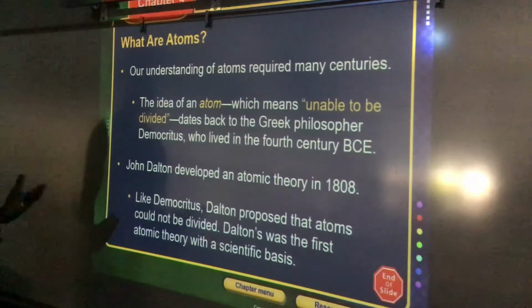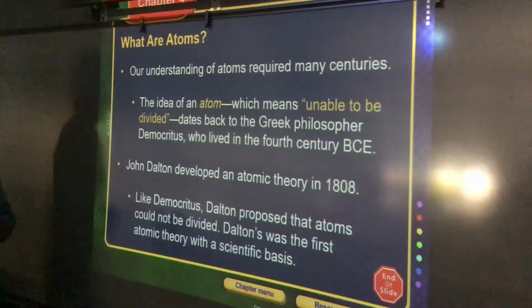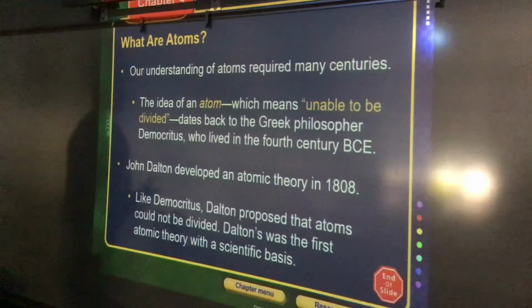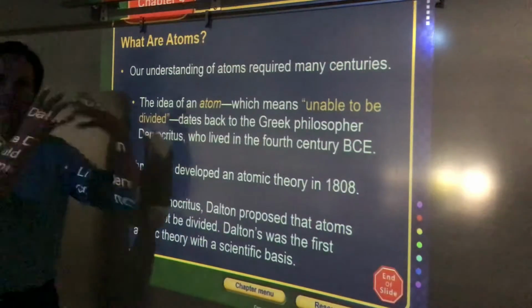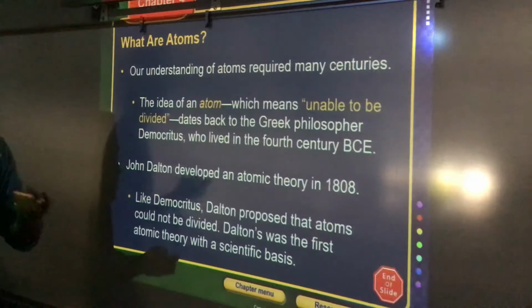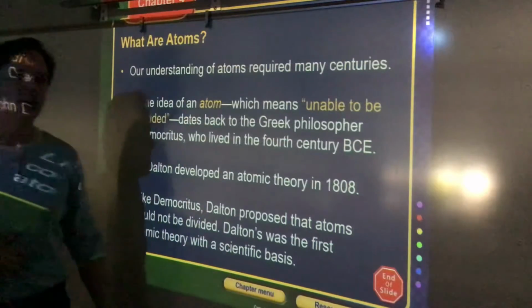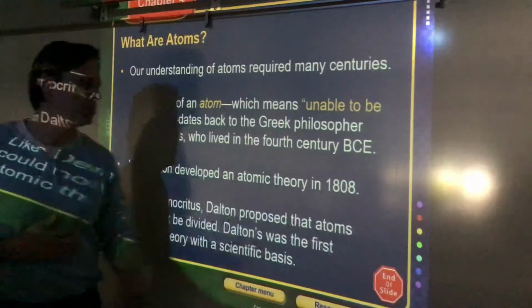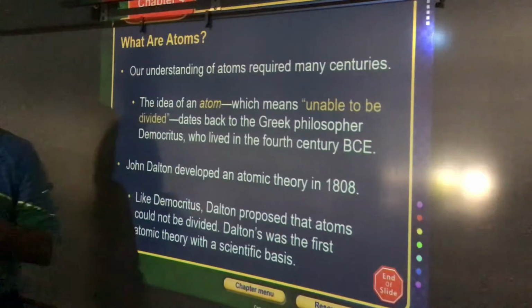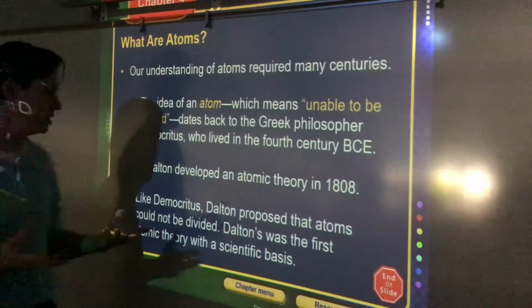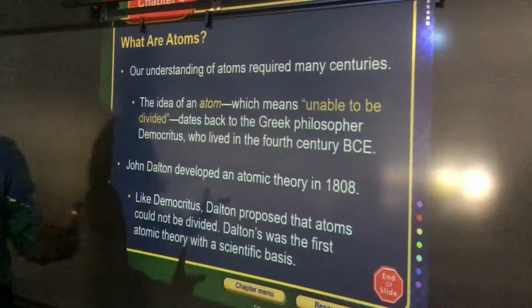took up the simple idea from Democritus. Dalton proposed that atoms could not be divided, but Dalton was the first atomic theory with a scientific basis. You have to think about it: they had great ideas back in ancient times, but there wasn't the data to back them up. So they could have been really off in left field with an idea or really close. In this case, unable to be divided, an atom at the time, as we know, we can split atoms and it gives us nuclear power and lots of release of energy. But in this particular case, atomic theory with a scientific basis was Dalton's first approach.